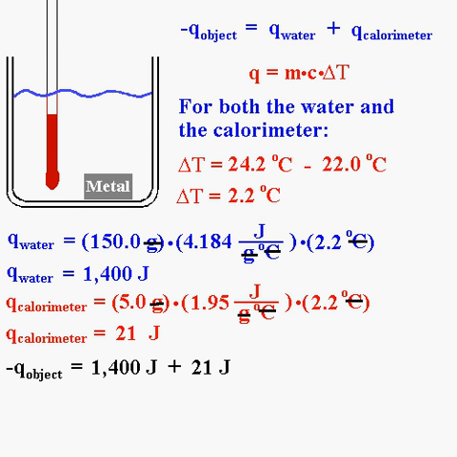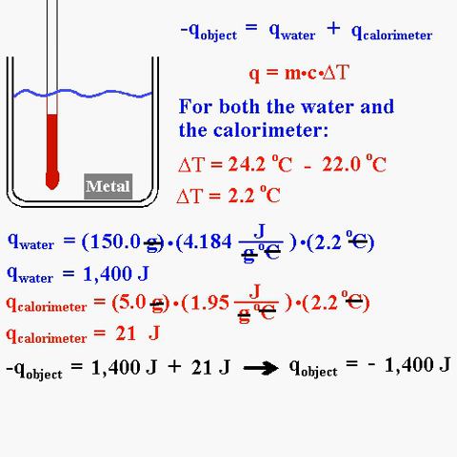However, look at the significant figures. 1400 has its last significant figure in the hundreds place. 21 has its last significant figure in the ones place. The least precise number then is 1400, so we can only report our answer to the hundreds place. So our answer is 1400. Since there's a negative in the equation, the Q of the object actually becomes negative 1400.